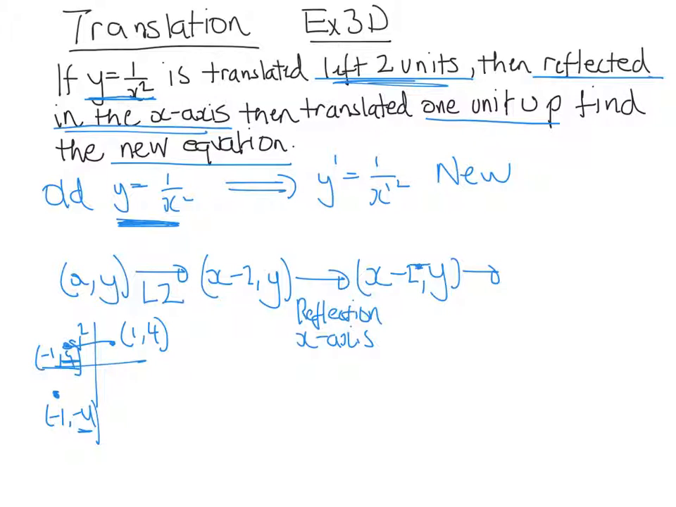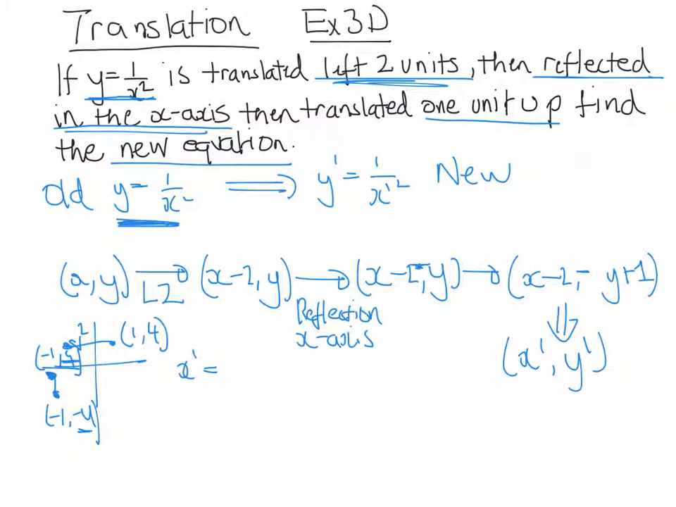Now the last thing we have to do is translate 1 unit up. That means that for every y value we're going up 1. So that'll mean minus y plus 1. Alright, now these values here will equate to the new x and y values, so we'll end up with 2 equations. x dashed will be equal to x minus 2 and minus y plus 1 will be equal to the new value of y.